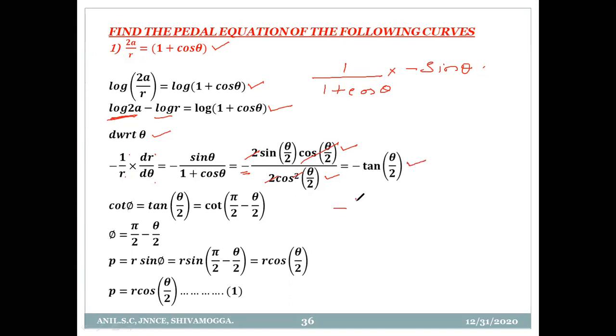And we know that minus tan theta is equal to cot of pi by 2 plus theta. Here theta is theta by 2. Therefore, this can be written as cot of pi by 2 plus theta. Minus tan theta is cot pi by 2 plus theta. That's correct.